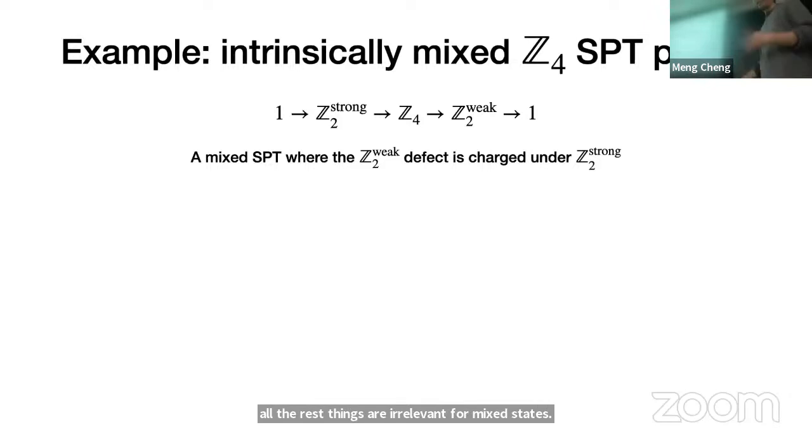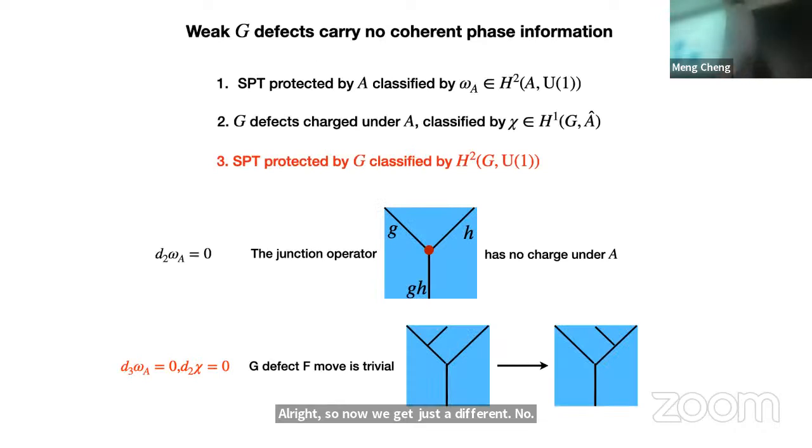All right, so now we get just a different classification. Go back. In some sense, we lose something. We lose this third option, which was there for both G and A being strong symmetry. We also gain something possibly because we drop one constraint.